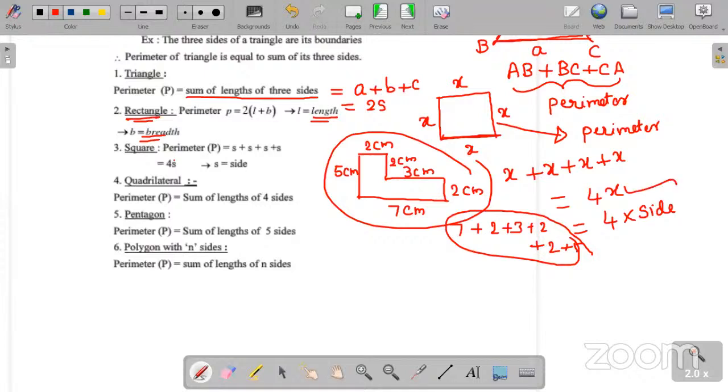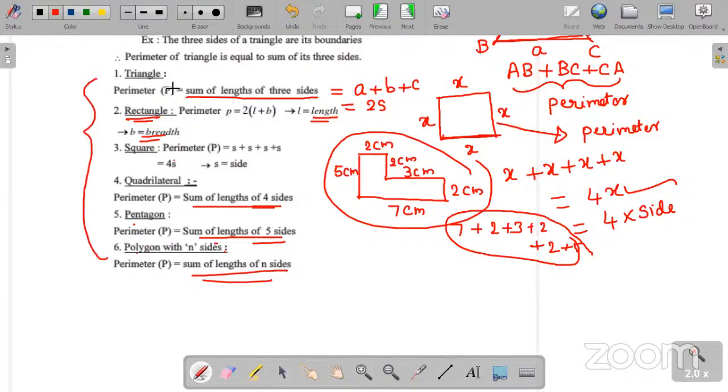Already we had a discussion here. So that is equal to 4 into side. Quadrilateral means sum of the lengths of 4 sides. Pentagon means sum of the lengths of 5 sides. So a polygon with n sides means the sum of the lengths of n sides gives us the perimeter.